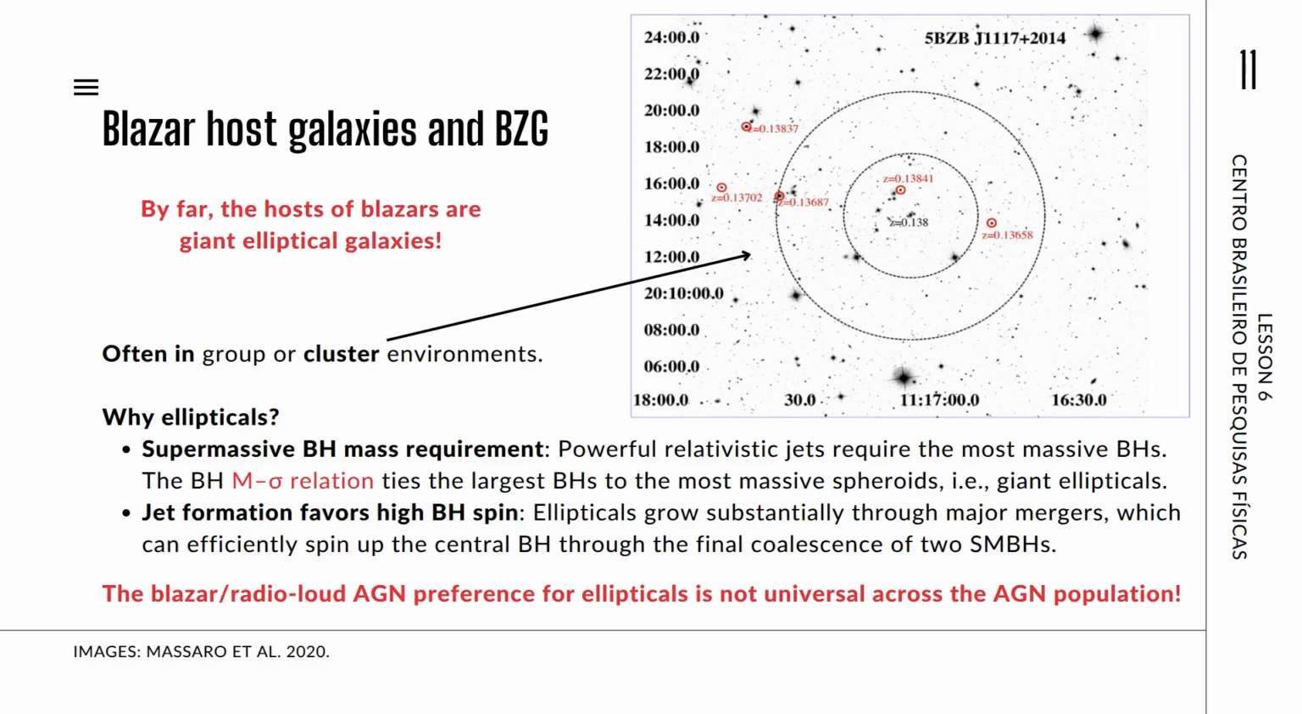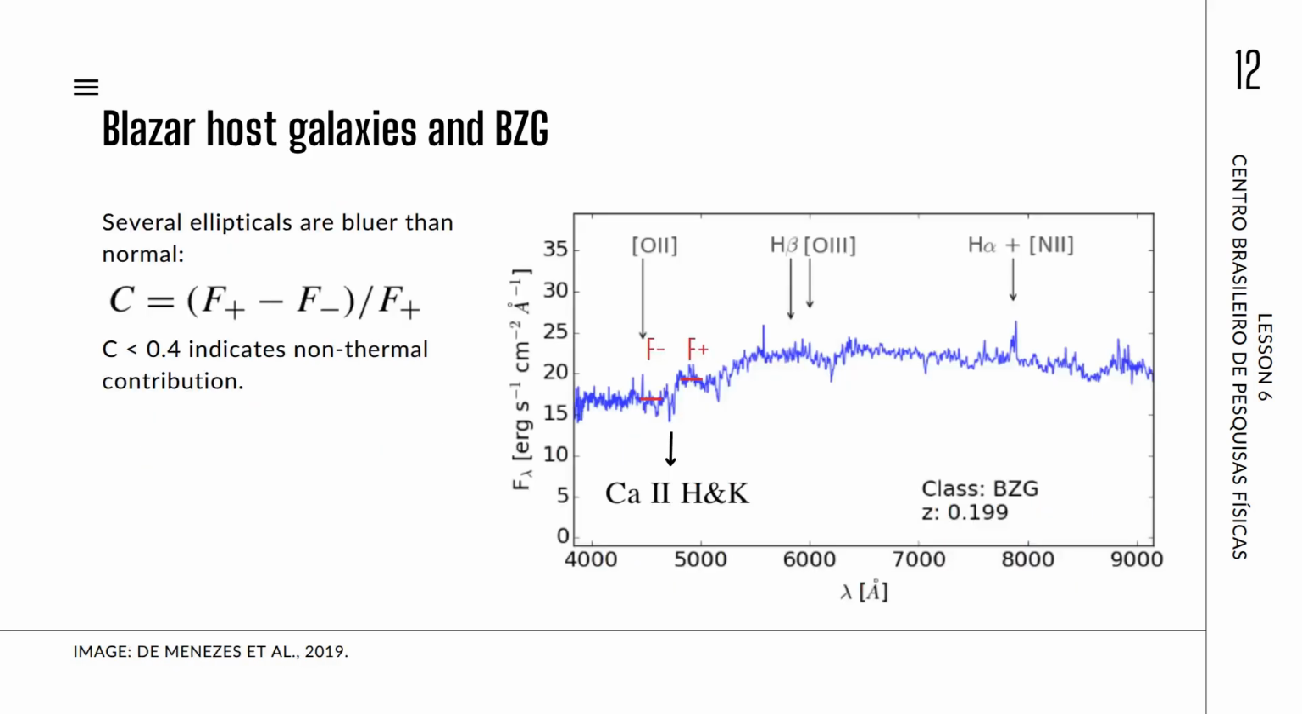And the preference for ellipticals is not universal across all AGN. For instance, the Seyferts typically happen in spiral galaxies. Blazar host galaxies, again: I just told you that most of the blazars, by far, are in elliptical galaxies. And there are some cases where we have quite weird spectra.